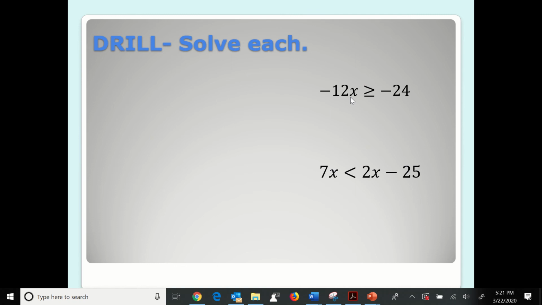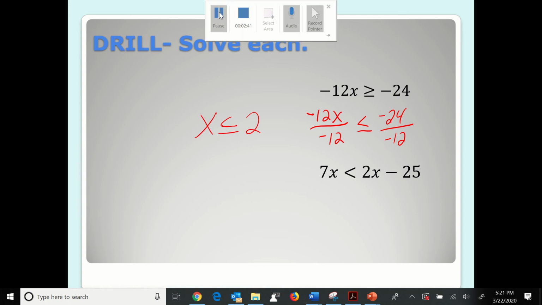On the first problem, we're going to divide both sides by negative 12. When I divide by a negative, I do have to flip my sign, so I'm going to rewrite all of this. So we divide both sides by negative 12, and we flip our sign at that step. Negative 24 divided by negative 12 is 2, so x is less than or equal to 2.